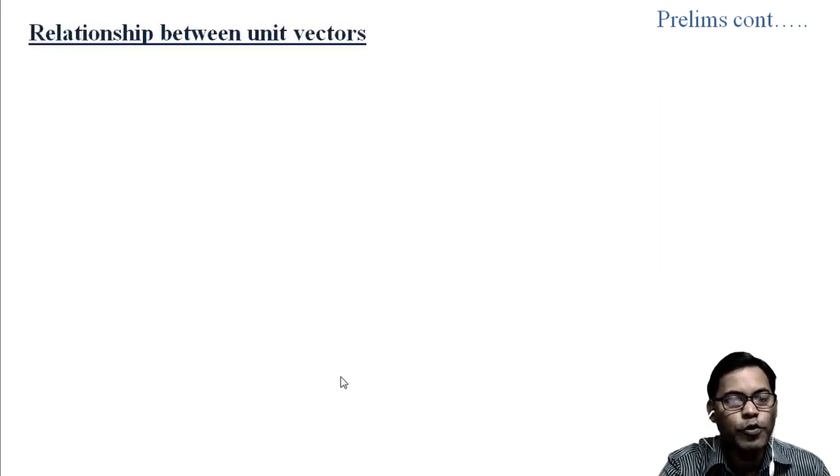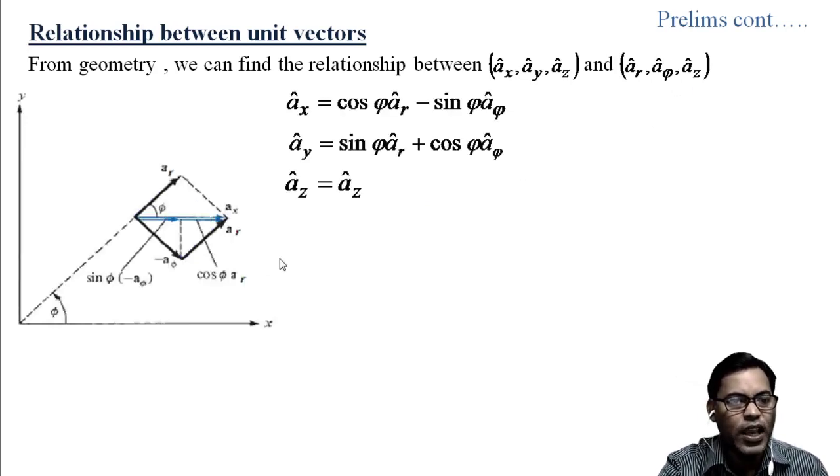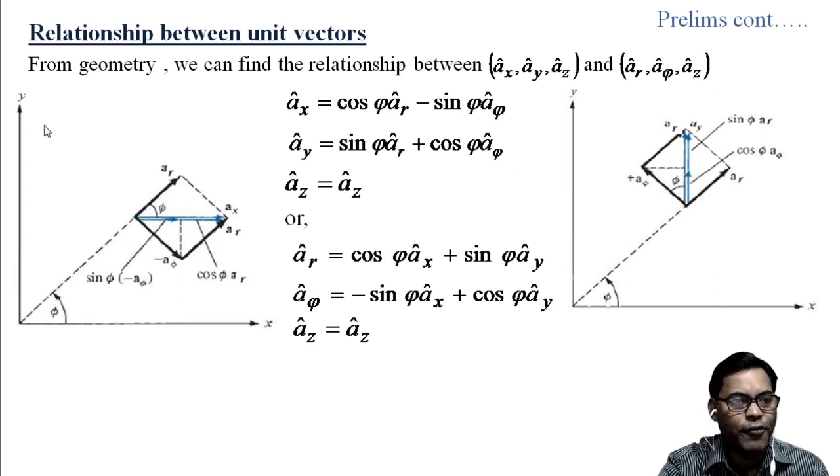Now we are going to find out the relationship between the unit vectors. From simple geometry we can find out the relationship between ax, ay, az and ar, aφ, az. Here we are going to see that. Now you see the first diagram. In this diagram we have taken only the xy component, the 2D diagram, that is xy.